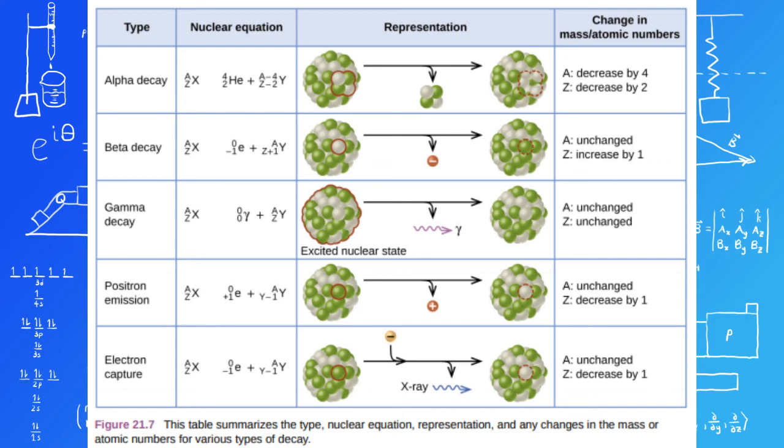So the nuclear equation column, I don't like the way that it's written. I think I'm going to rewrite these myself to clarify them. And I think the last one for electron capture is just wrong.